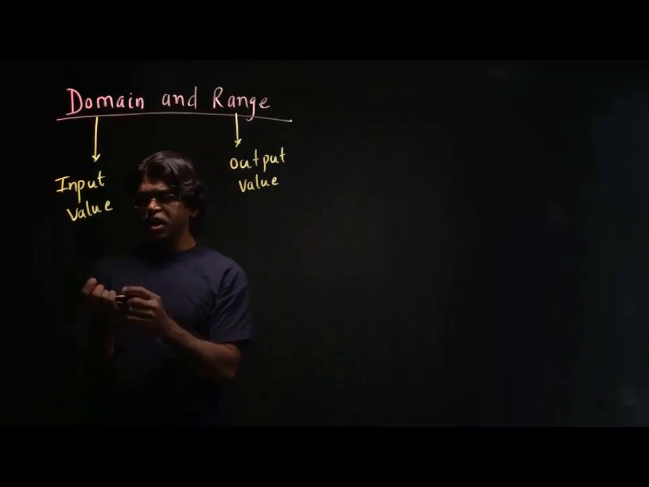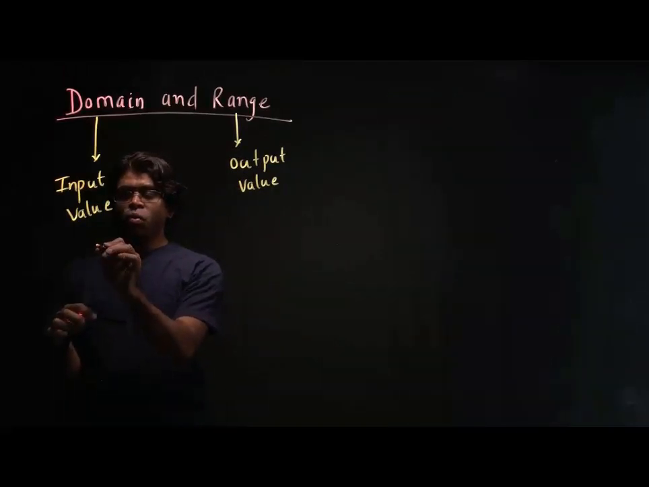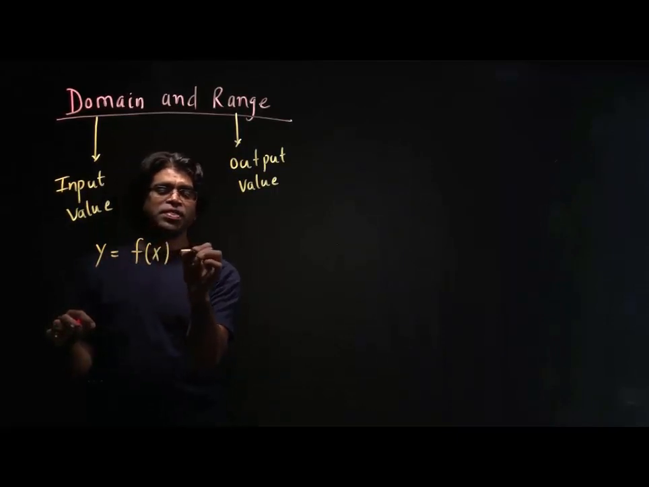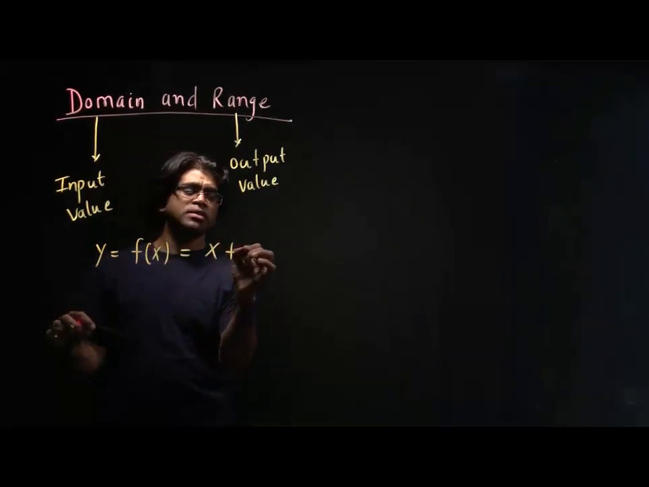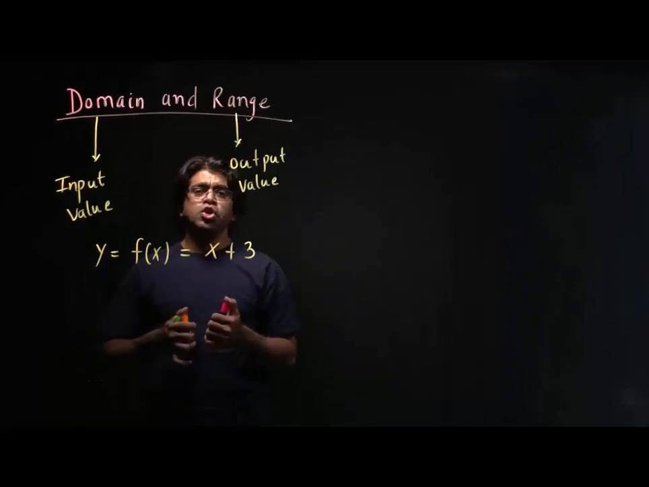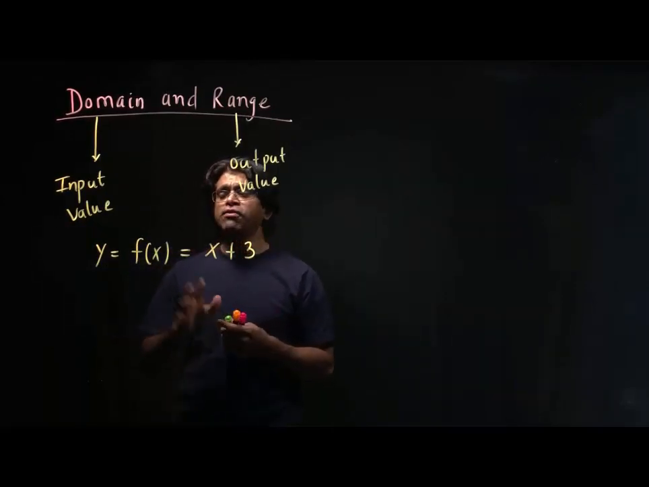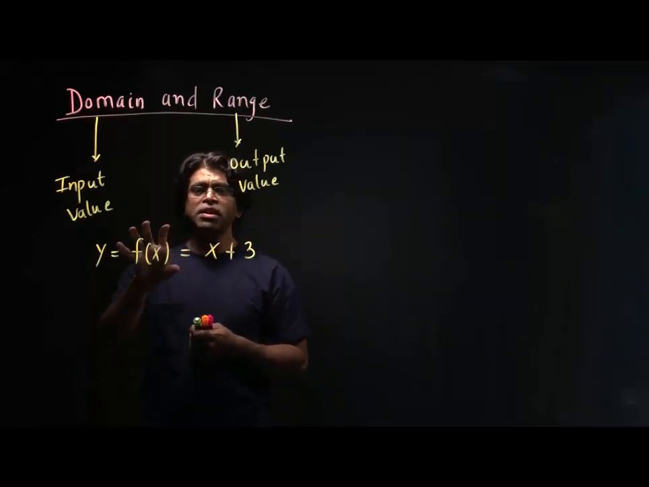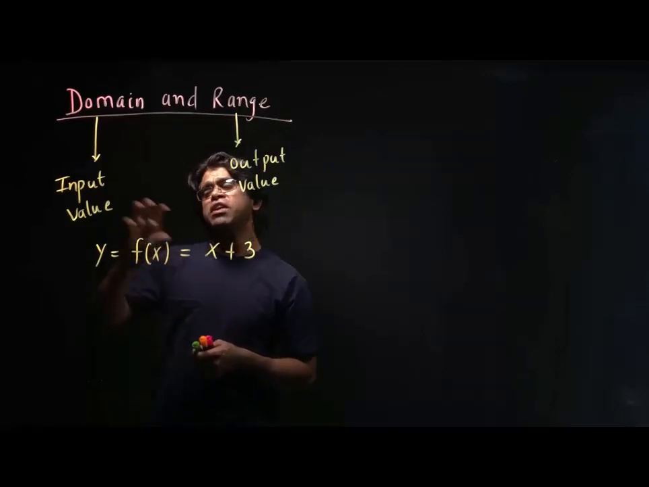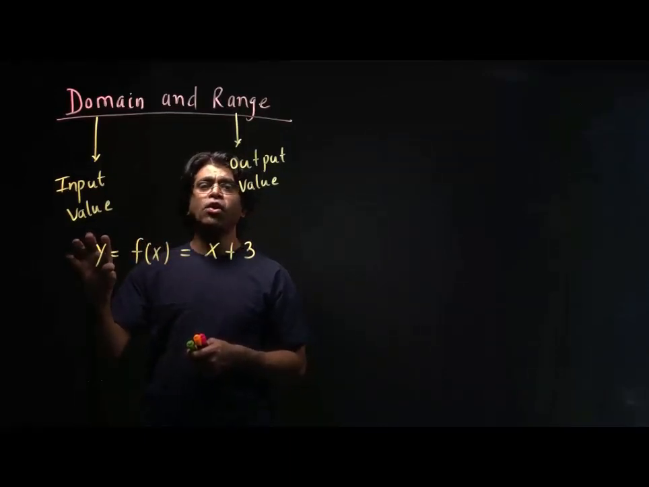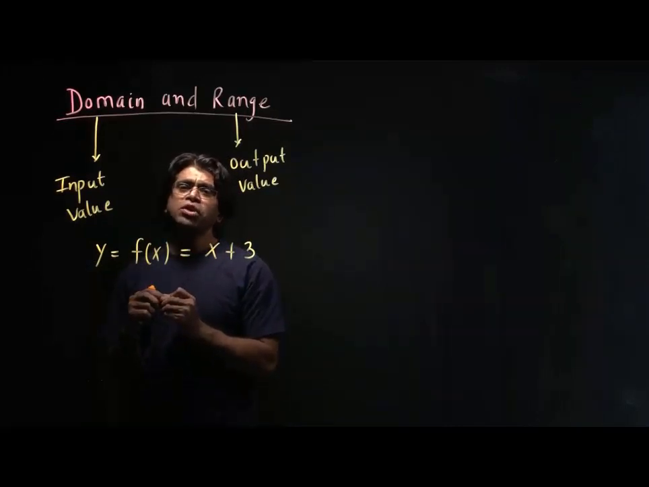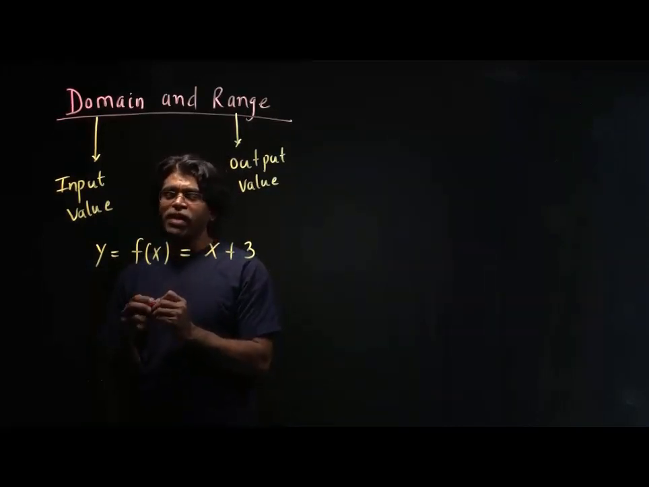So my function is y is equal to f(x), and that is equal to x plus 3. Now domain is all the values of x that we can plug in here inside the function, and we get the unique values of y for those given values of x. So what I'm going to do, I'm going to consider some random values of x.